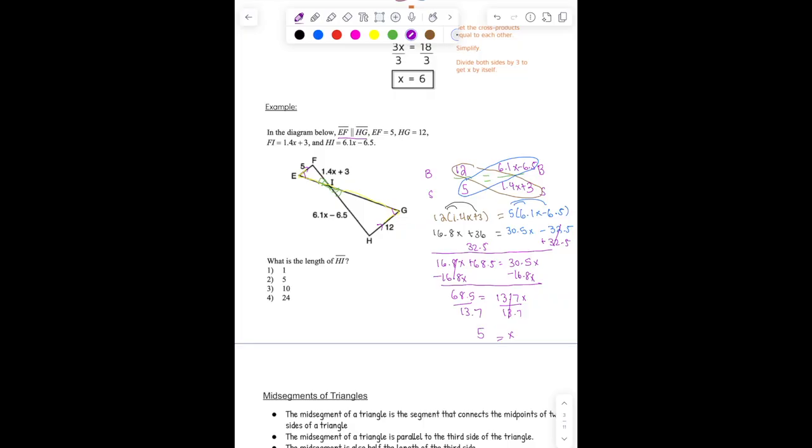Always double check the question. The question is asking for the length of HI. So I do need to plug back in. So I'm going to substitute in my x value of 5. And let's see what we get. 5 times 6.1, and then subtract 6.5. And I get 24. Notice how the x value is an answer choice. They will always do that on Regents questions. The x value will always be an answer choice.